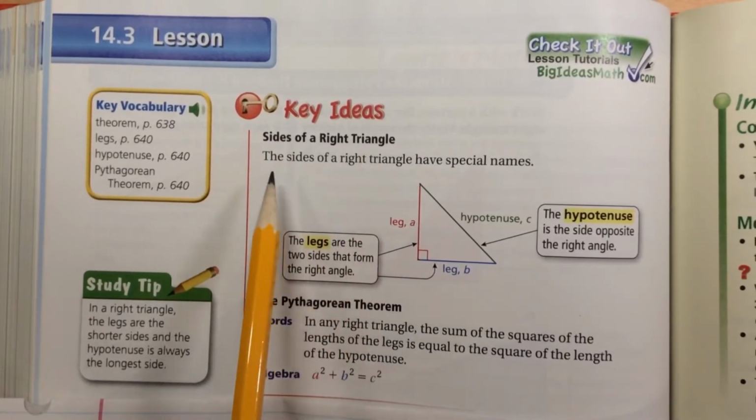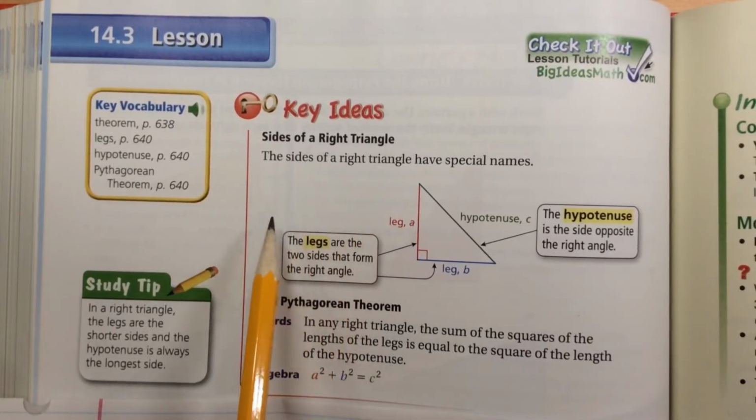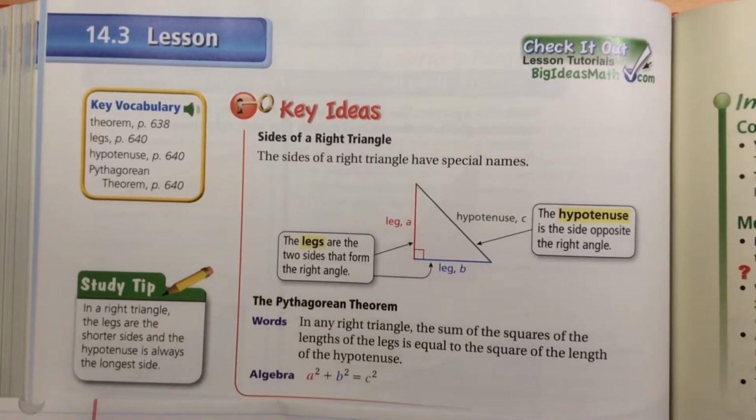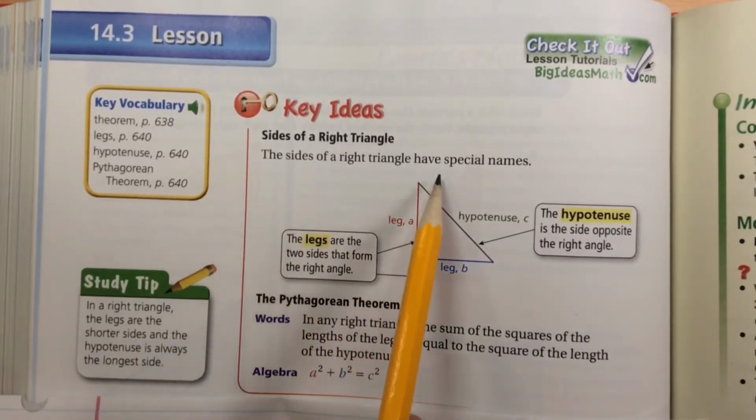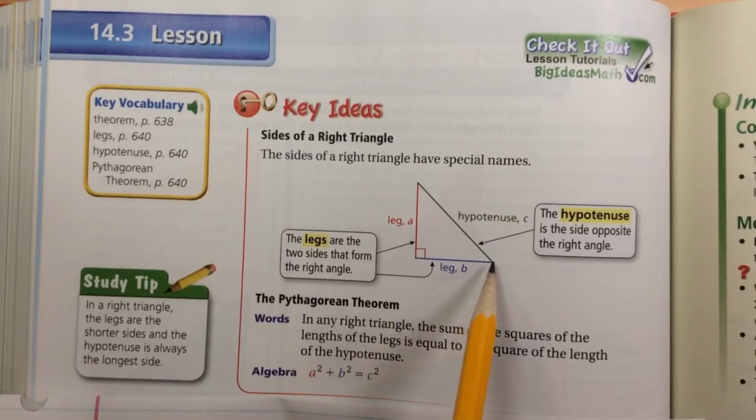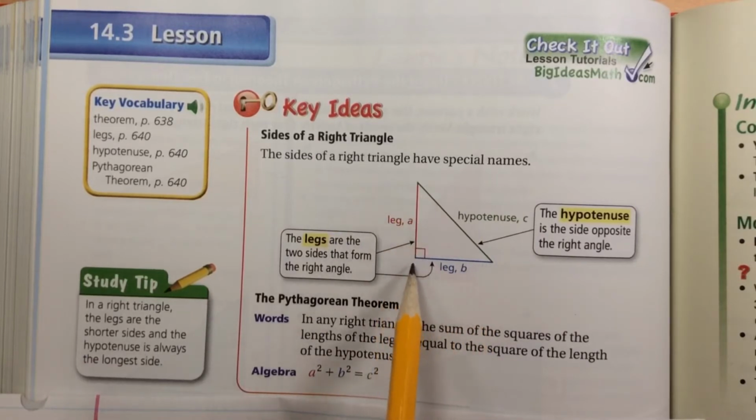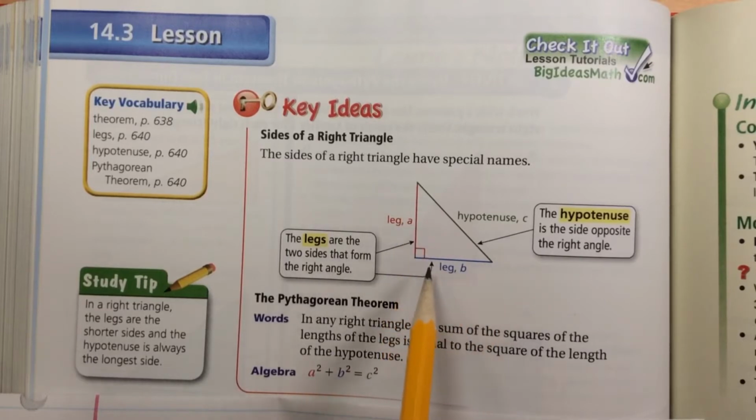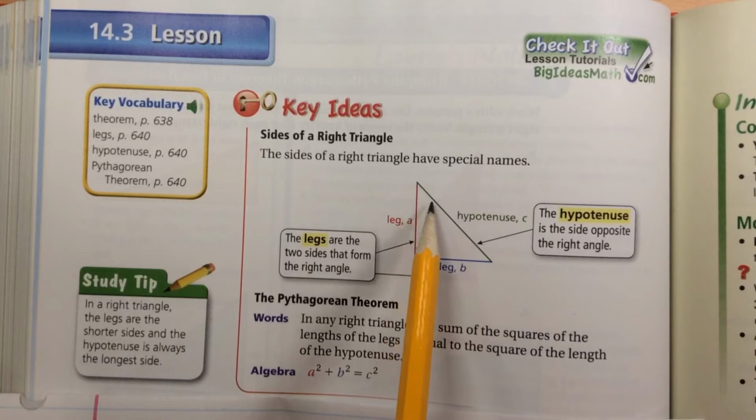The key idea here is the sides of a right triangle. This only works for right triangles. So don't try this with any other triangles, only right triangles. The sides of a right triangle have special names. The two sides that come together to form the right angle are called legs. So this could be leg A, leg B. The side across from the right angle is the hypotenuse.